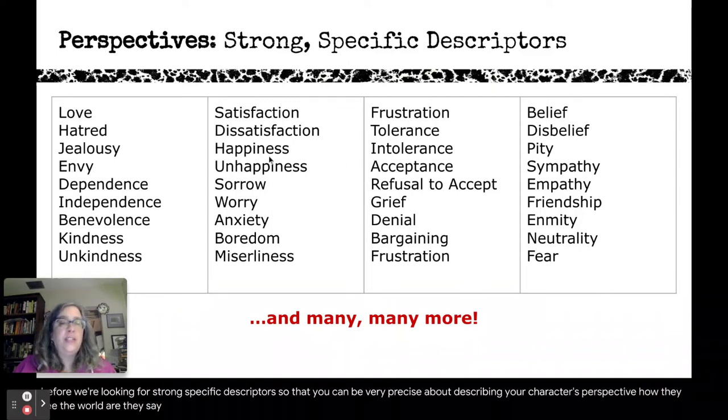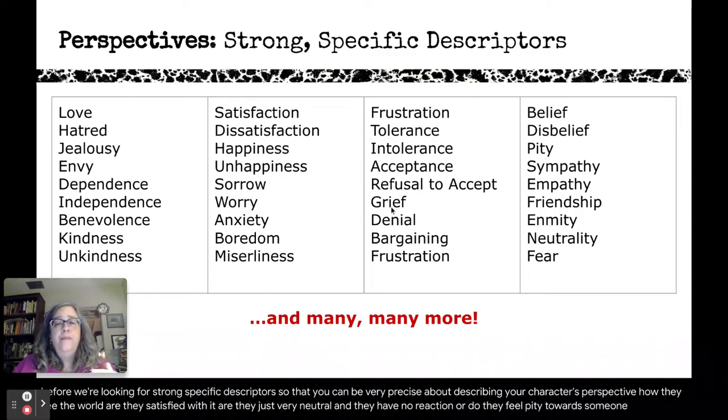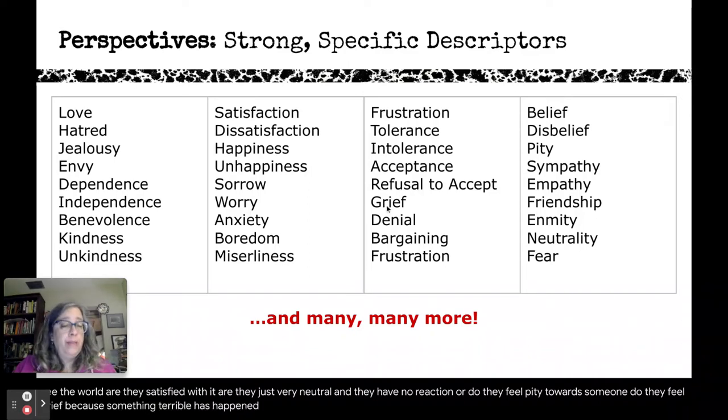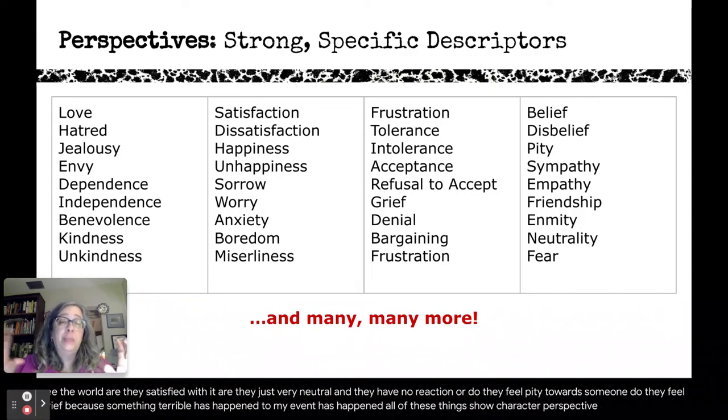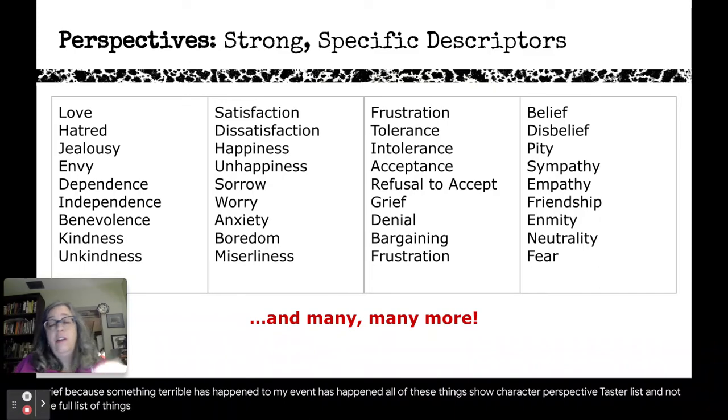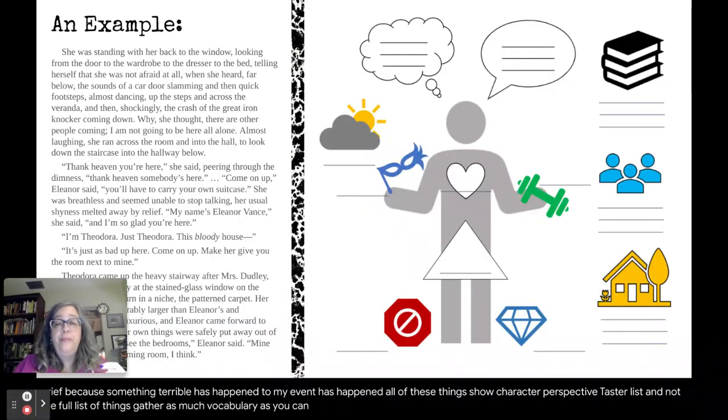Are they satisfied with it? Are they just very neutral and they have no reaction? Or do they feel pity towards someone? Do they feel grief because something terrible has happened, some event has happened? All of these things show character perspective. And of course, this is a small taster list and not the full list of things. Gather as much vocabulary as you can.